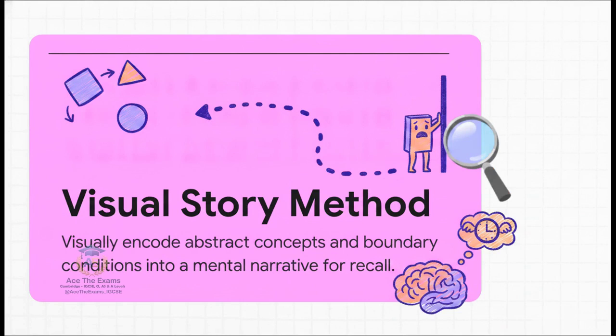You employ a memory hack known as the visual story method. Let's do a quick data scan challenge right now. Imagine a complex computer science data structure like a queue for a printer spooler. You have to visually encode the abstract OOP concepts and those easily forgotten boundary conditions into a mental narrative.